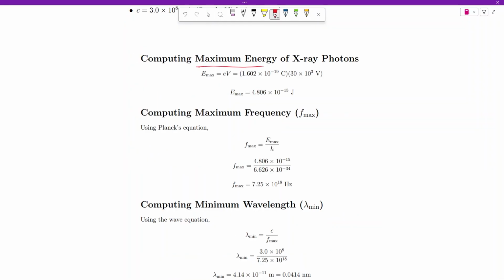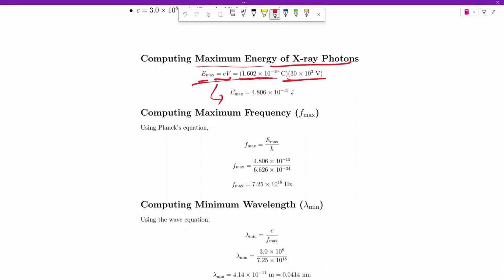So computing the maximum energy of X-ray photons, here E max can be calculated as e times V. Now e, we know that the charge of an electron is 1.602 into 10 to the power minus 19 coulomb, and V has been given, that is 30 kilovolts. So E max would be given by e times V, or 4.806 into 10 to the power minus 15 joule.